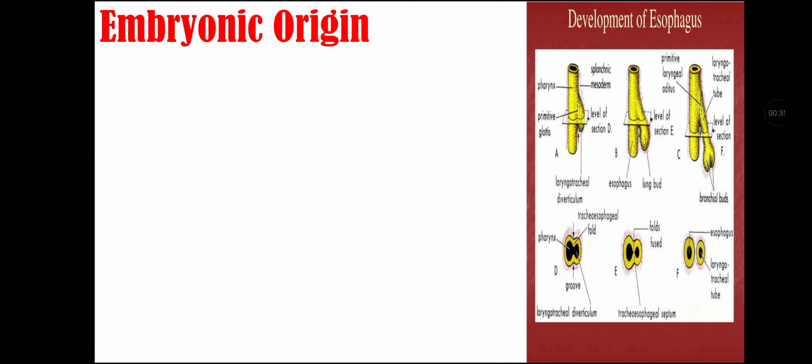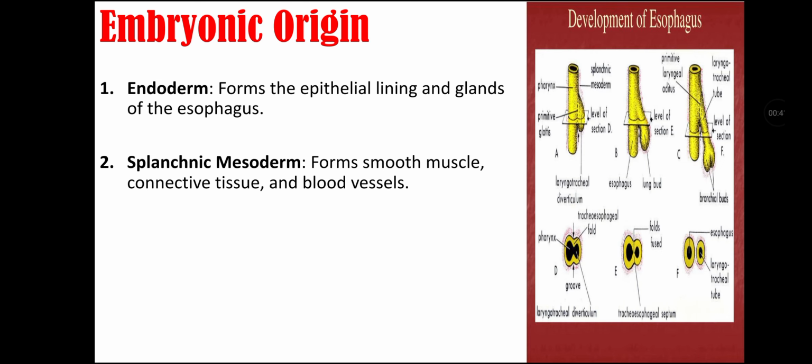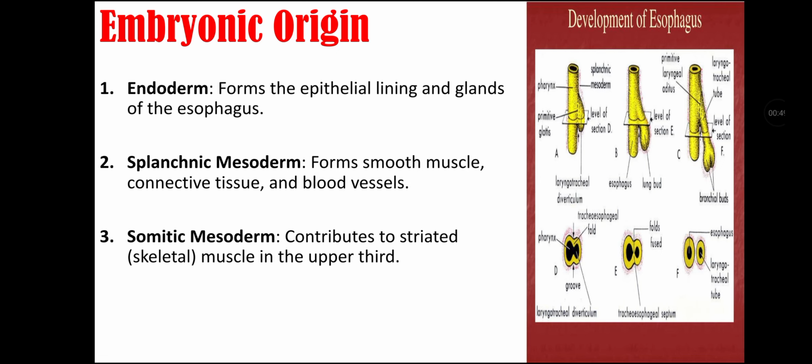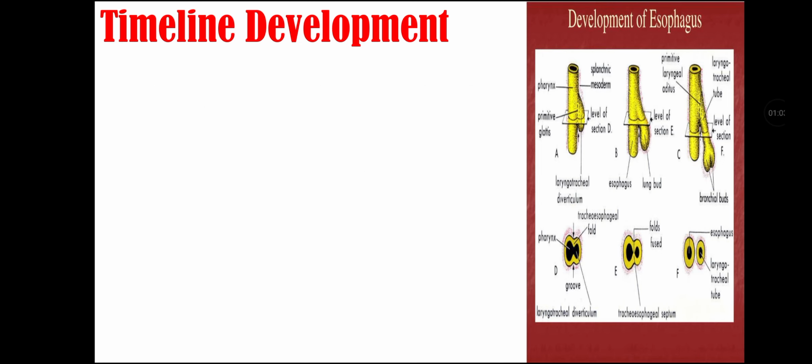The embryonic origin of the esophagus includes endoderm that forms the epithelial lining and glands of the esophagus. It includes the splanchnic mesoderm that forms smooth muscle, connective tissue, and blood vessels. Embryonic origin also includes somatic mesoderm that contributes to the striated muscle or skeletal muscle in the upper third of the esophagus. And then embryonic origin also includes neural crest cells that contribute to the enteric nervous system of the esophagus.